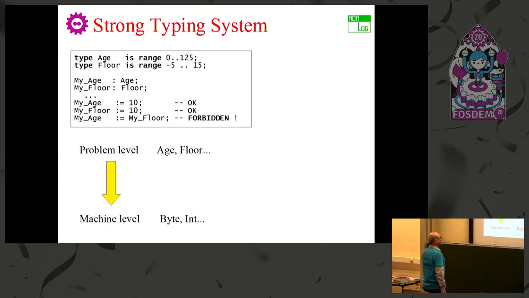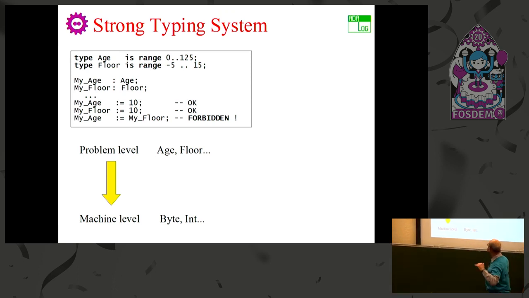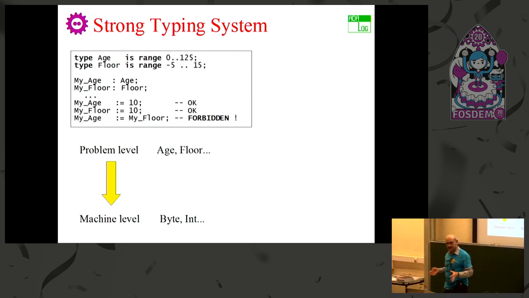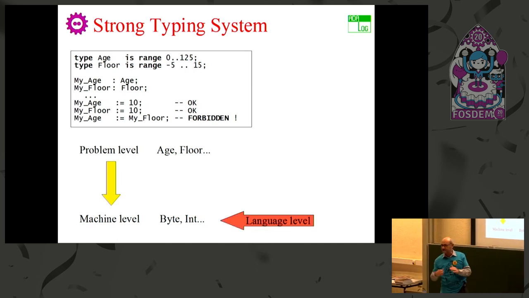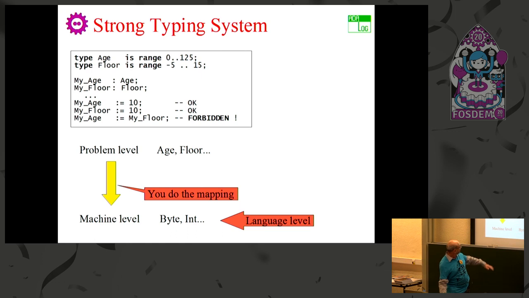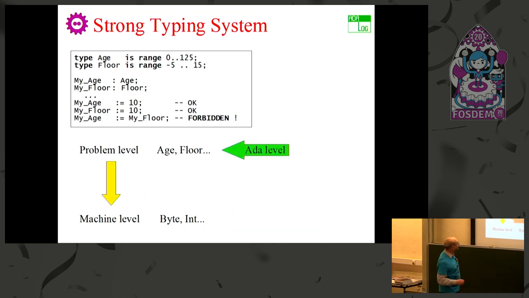So the idea, when you design a software, you should always do it this way. First, you model the problem space. There you have edges, you have flaws, things like that, okay? And then you have to map those high-level types to a machine level where you have only byte, int, and things like that. That's the language level. With other languages, you have to do the mapping, even with supposedly high-level languages like Java, C++, and so on. All the integer types you have are the machine types. So you have to do the mapping.